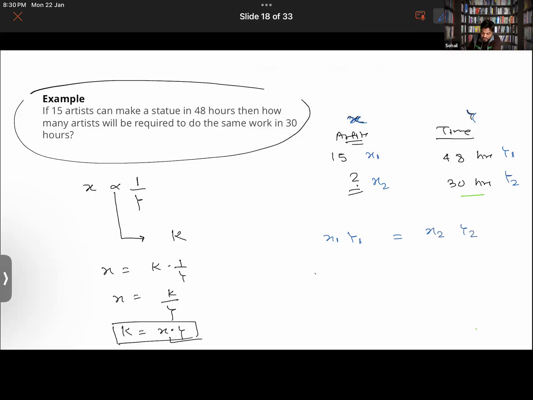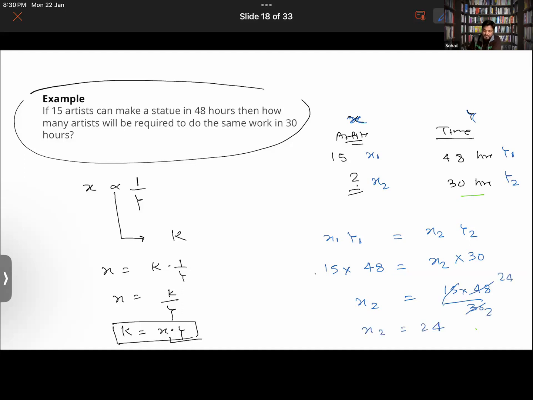So thereby it will be 15 into y1, that is 48. X2 is unknown. So x2 into y2. Y2 is how much? 30. Exactly. So x2 will be 15 into 48 upon 30. Thereby it should be 24.